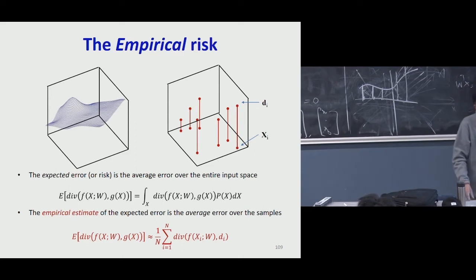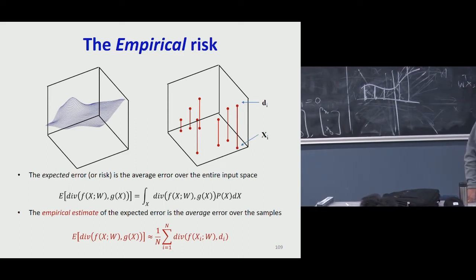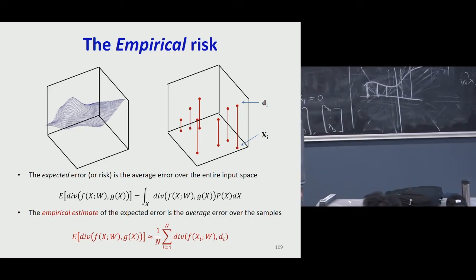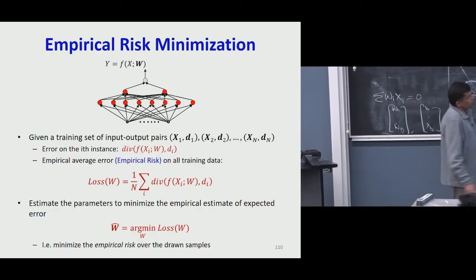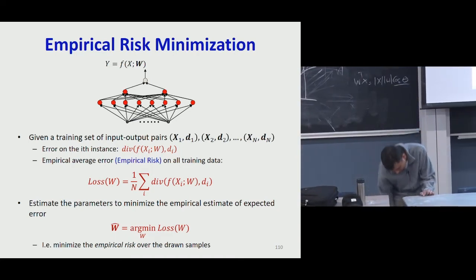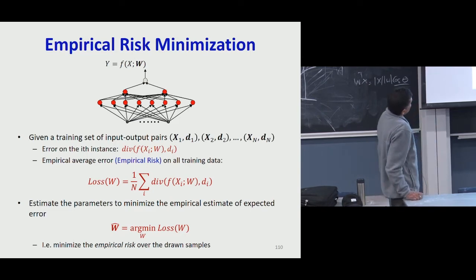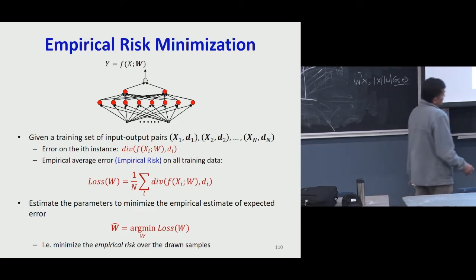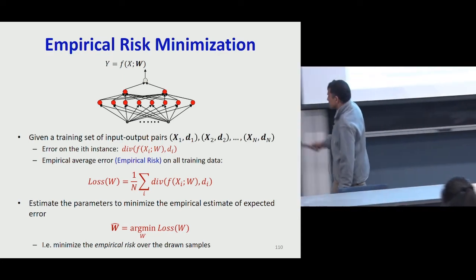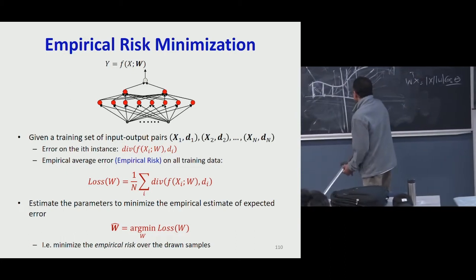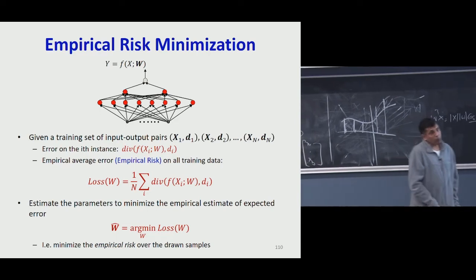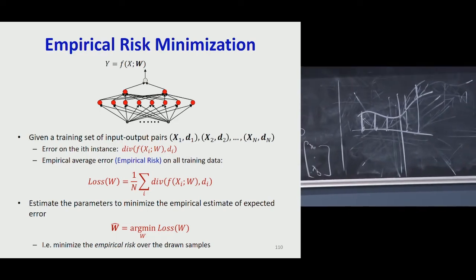Keep in mind again that the actual objective is to minimize the expected error. It's just that we cannot compute it, so we're going to minimize the empirical average or the empirical risk. And so the business of training a network is really a case of empirical risk minimization. We have a bunch of training instances. We're going to define the error on the ith training instance, which is this length over here, or some measure of this length, which is the difference between what the network currently computes at that x and what you want it to compute.